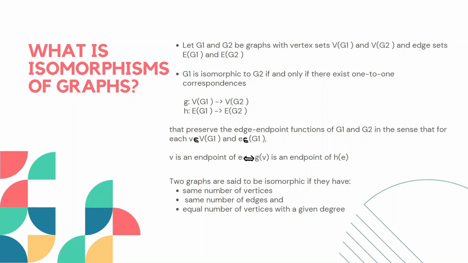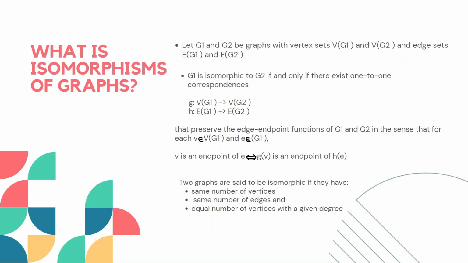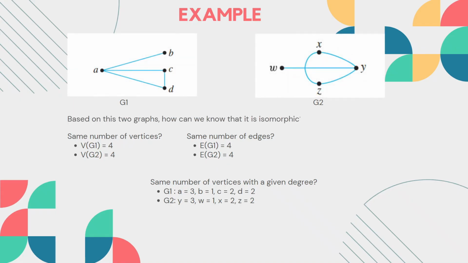Okay, two graphs are said to be isomorphic if they have the same number of vertices, the same number of edges, and an equal number of vertices with a given degree. Let's take a look at an example here. There are two graphs that are different, but they look kind of similar.